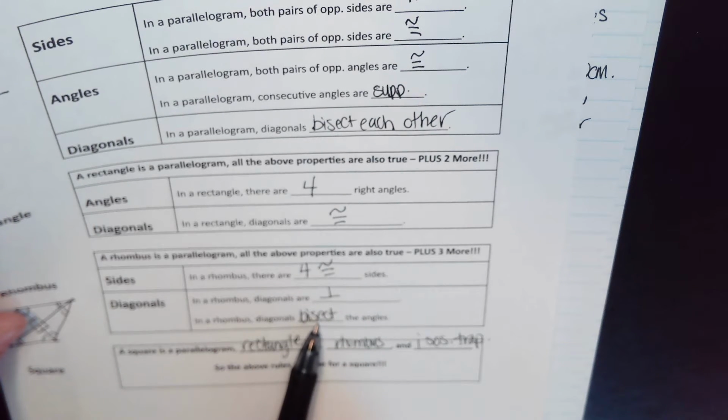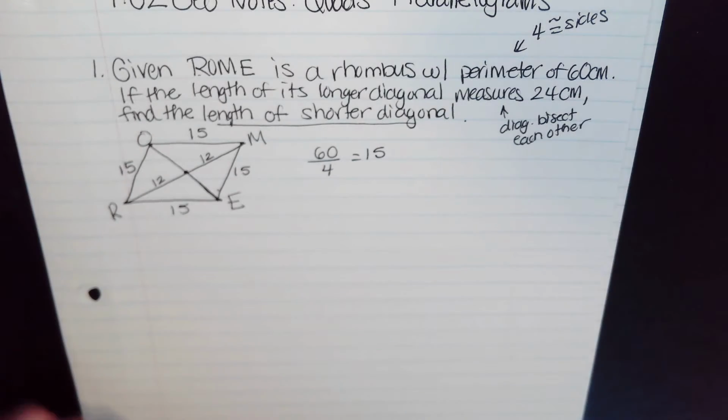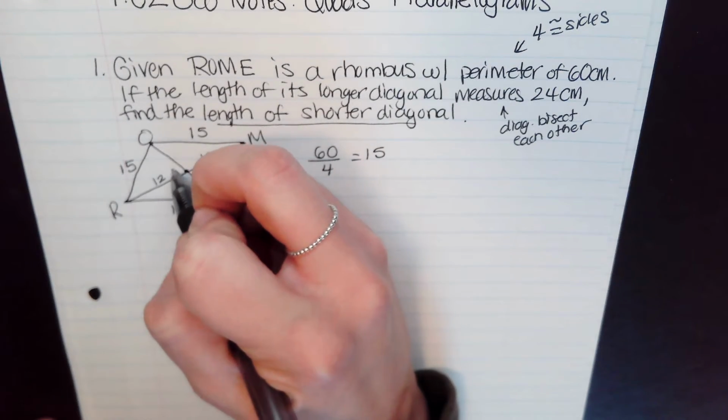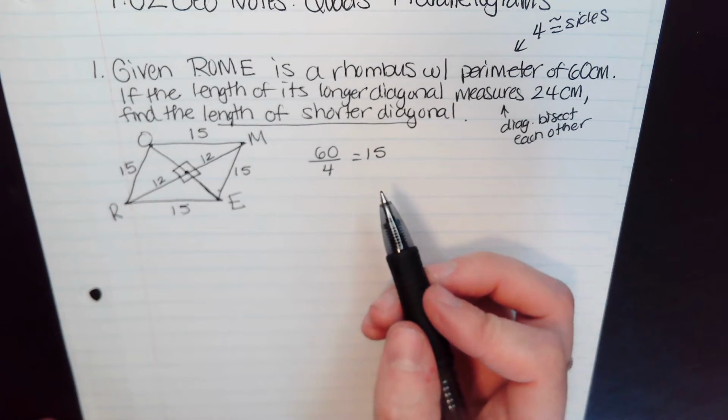Well, the diagonals are perpendicular. That might be helpful. They also bisect the angles. We're not really talking about the angles here, and we already used that as 4 congruent sides. So let's mark off that they are perpendicular to each other. So does that help me?